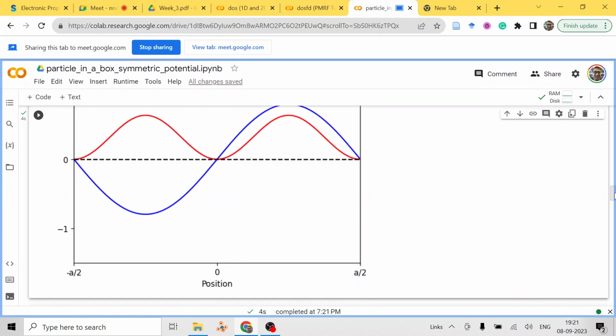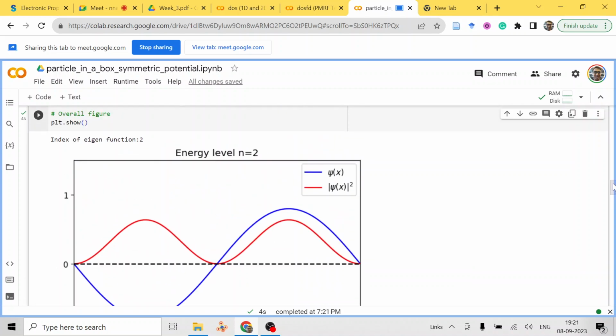It is at the center, and because of this node you can see that the probability distribution is highest between minus a by 2 to 0 and 0 to a by 2, since we have the maximum of our wave function as well here. Basically, where the del square, you can say the saddle points are, there we have the maxima, and where psi of x equals 0, there we have 0 probability to find our particle.